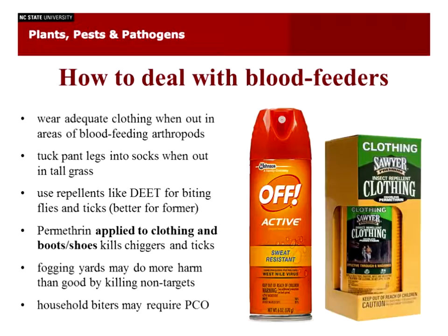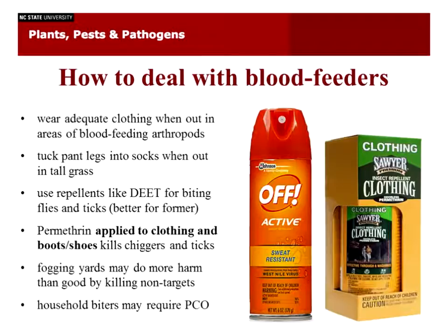Okay, so how to deal with blood feeders. When you're out in nature, wear adequate clothing to protect from them. Tuck your pant legs into your socks when out in tall grass to keep ticks and things like that from crawling up your pants. Use repellents like DEET for flies and ticks. It's better for flies especially, but it is the most effective repellent. Permethrin can be applied to clothing before wearing and letting it dry. This will kill chiggers and ticks, especially on the shoes and the pants, but you do not want to apply it to your skin. It is poisonous to people.